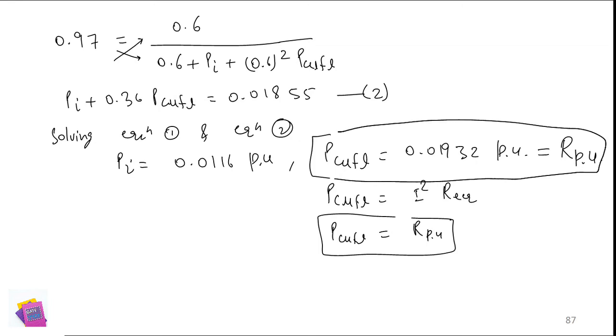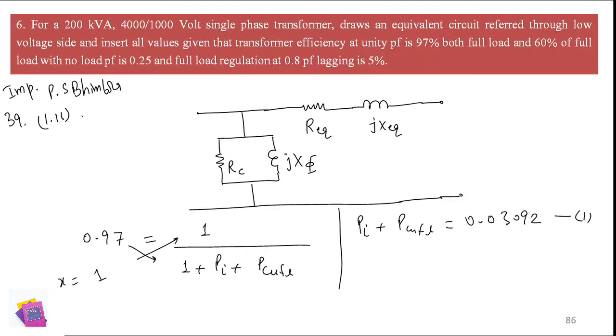I am telling you the shortest trick here. Once you have calculated iron loss and copper loss, you can also find out the actual value of iron loss. How to find out? Per unit value into base value. Base is how much? 200 kVA. If you multiply it with 200 kVA, you will get the actual value of core loss. But you have to focus on your target. The target is to find out the values of RC, Xφ, R equivalent, and X equivalent.